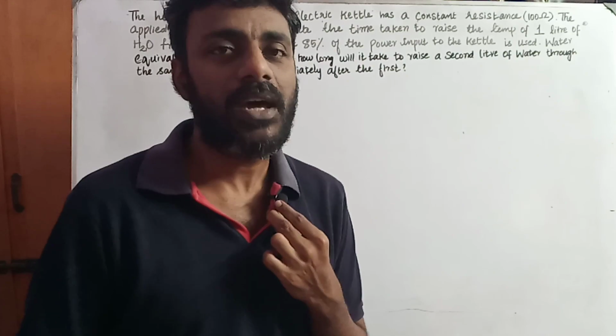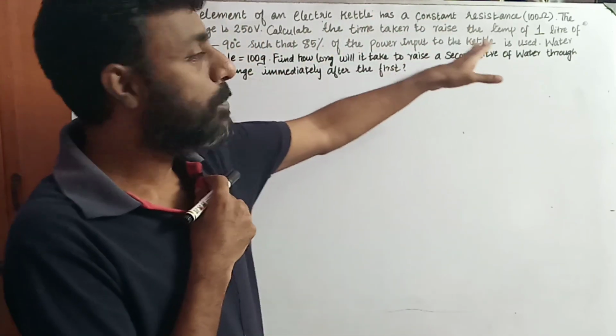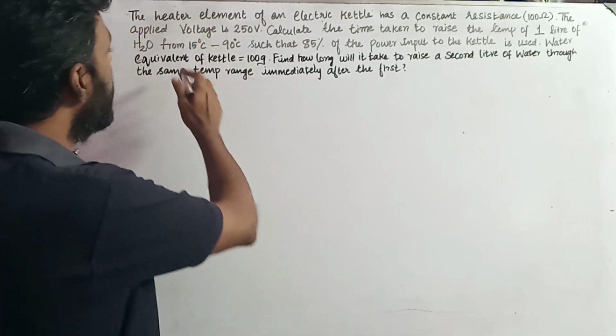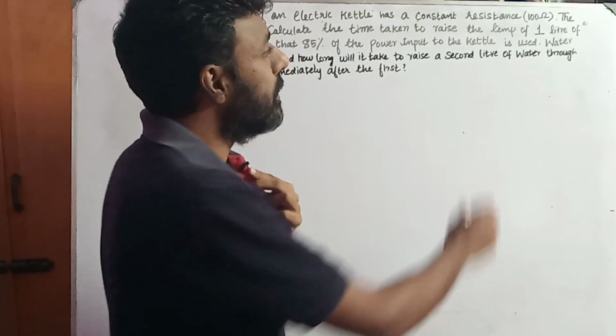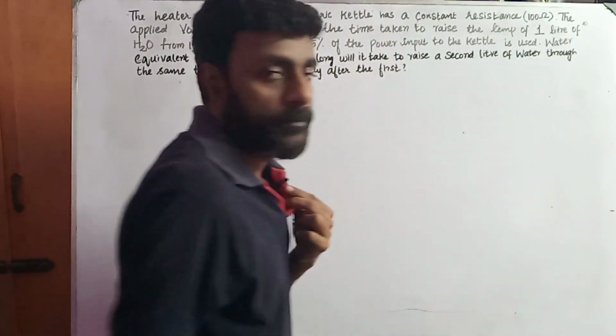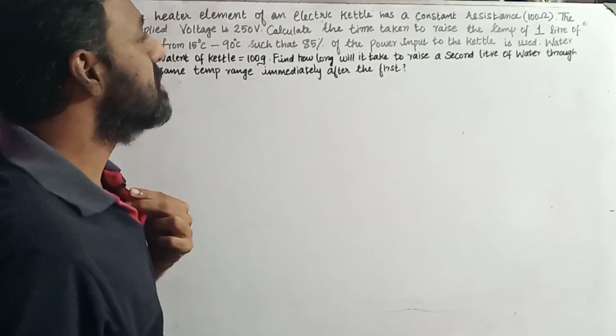Today we are going to solve a numerical problem. This is the question of the problem. It has been written as: the heat element of an electric kettle has a constant resistance of 100 ohms. The applied voltage is 250 volts.